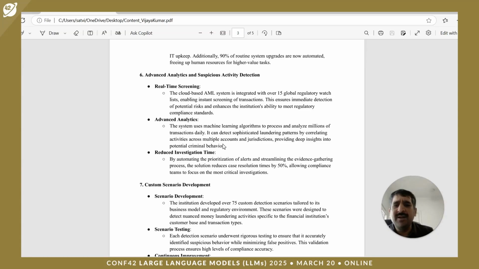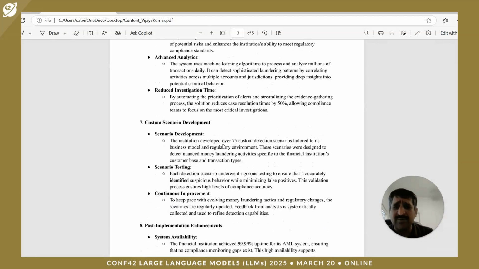Again, advanced analytics. The system uses ML algorithms to process and analyze millions of transactions daily, and it can detect sophisticated laundering patterns out of the data so that you can focus on the most critical investigations. It reduces investigation time by automating the prioritization of alerts and streamlining the evidence gathering process. The solution reduces case resolution time by 50%, allowing the compliance team to focus on the most critical investigations.